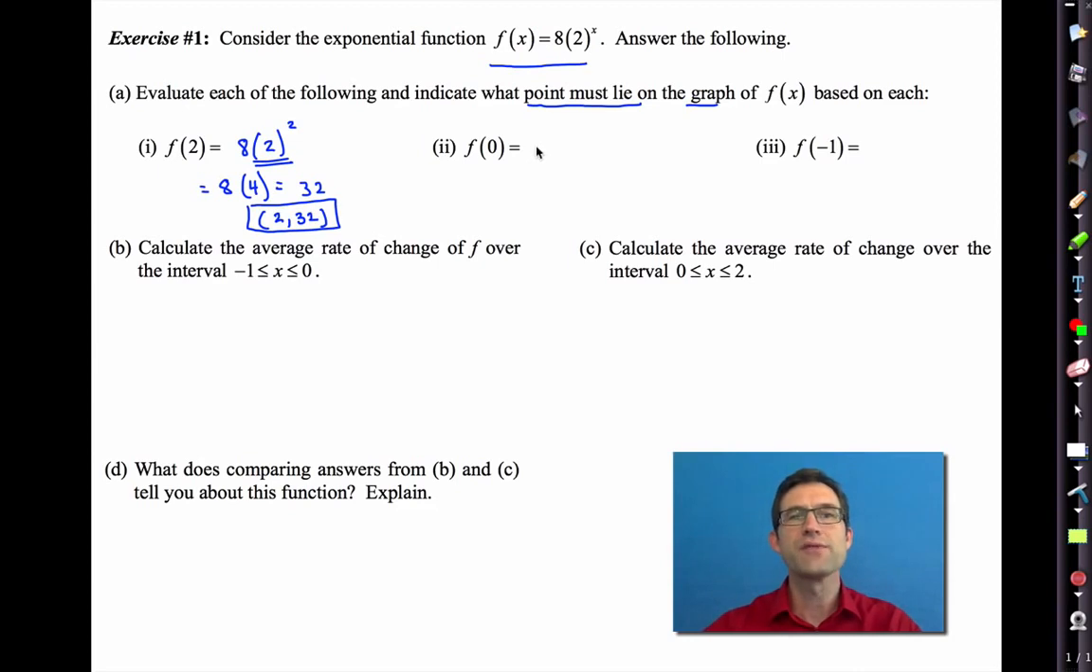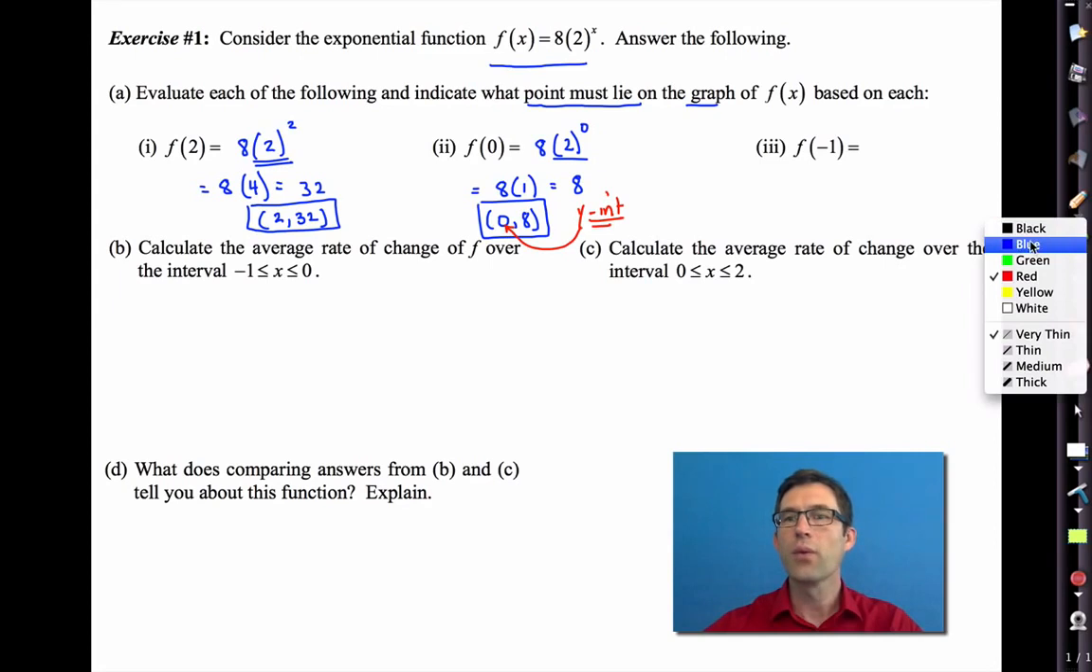All right, let's do f of 0. That's going to be 8 times 2 to the 0. Again, we have to do that exponent first, but here it gets a little bit trickier because you have to remember from a couple lessons ago that anything raised to the 0 power is 1. It's very important to make sure that you do 2 to the 0 first and then multiply by 8, because that gives us 8. That gives us the point (0, 8). I also want to emphasize, because this will be important later on, that this also happens to be the y-intercept. The y-intercept always occurs when x is equal to 0.